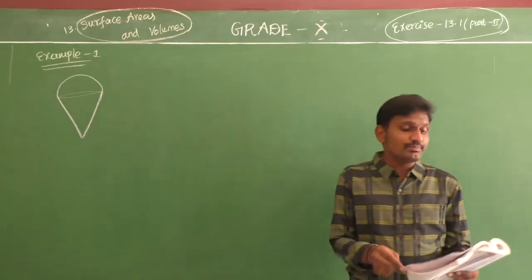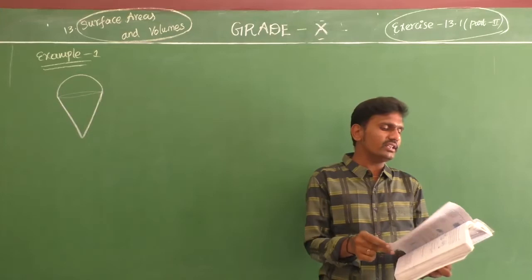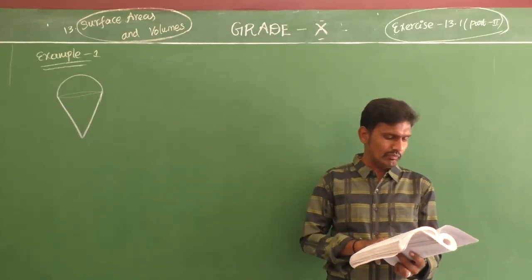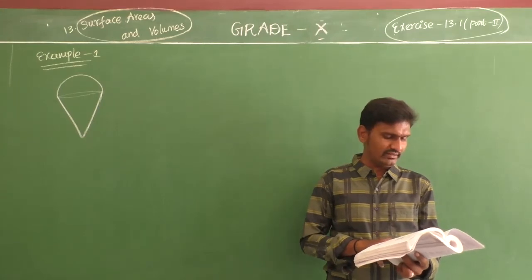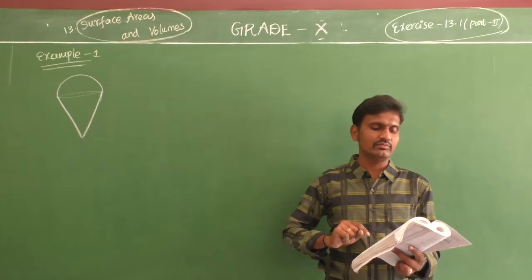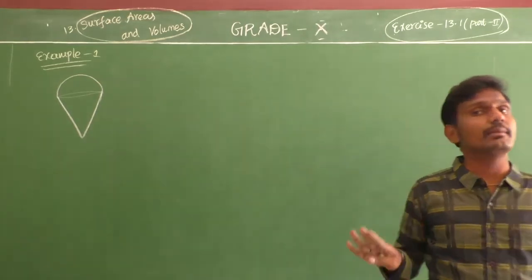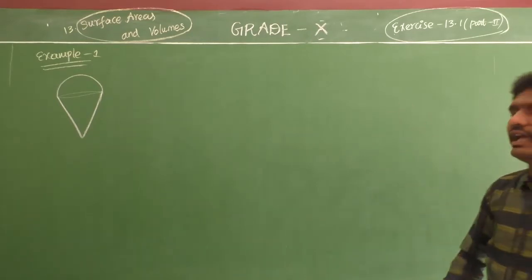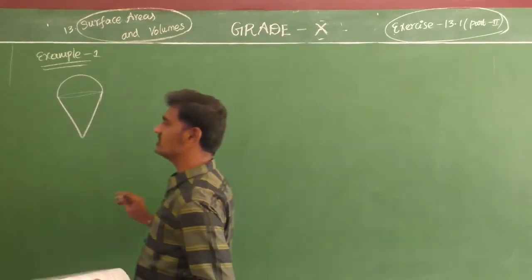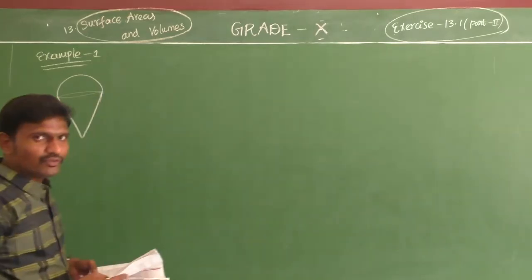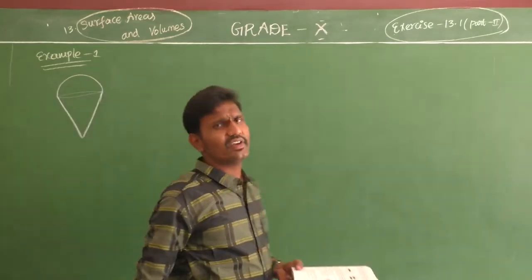In the exercise problems, already we completed question numbers 1, 2, then 3, 6, 7, then 9. So these questions were completed already in your previous class. Now coming to example 1. Listen carefully for this question, students. This is also a very simple matter.